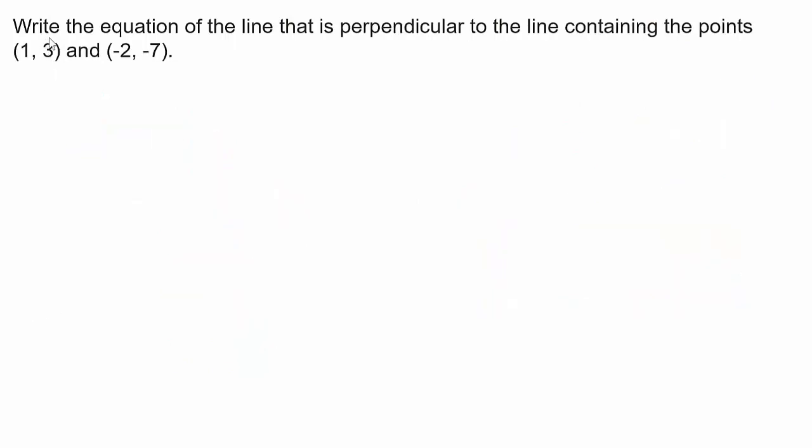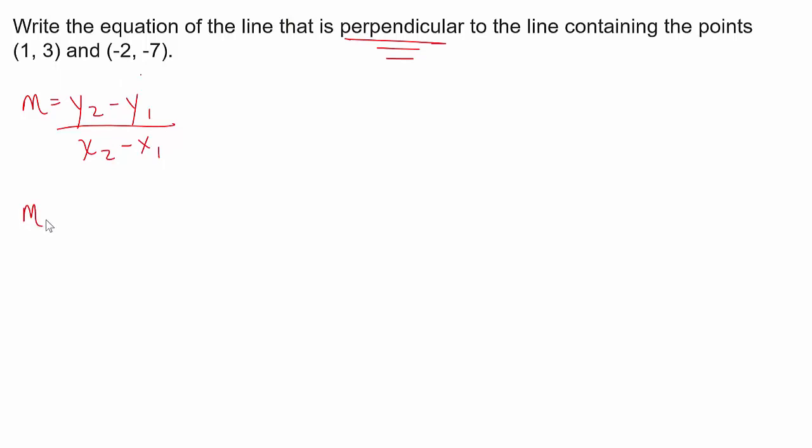In this example, we're asked to write the equation of the line that is perpendicular to the line containing these 2 points. So this is different because we're not given a line where we can find the slope by looking at the line. We have 2 different points that lie on the line, and so we need to use the formula for slope. And the formula for slope is y2 minus y1 over x2 minus x1. And that is a formula that you need to know.